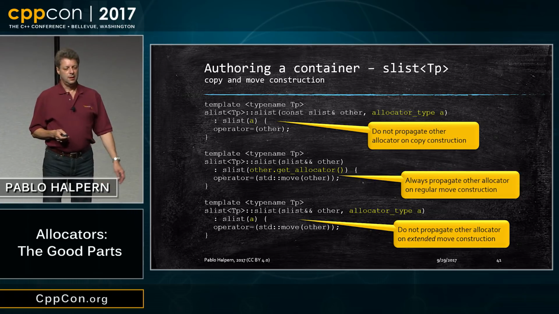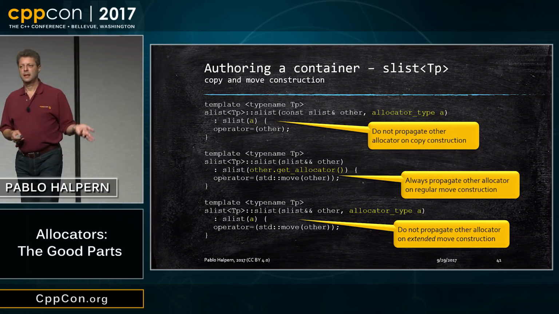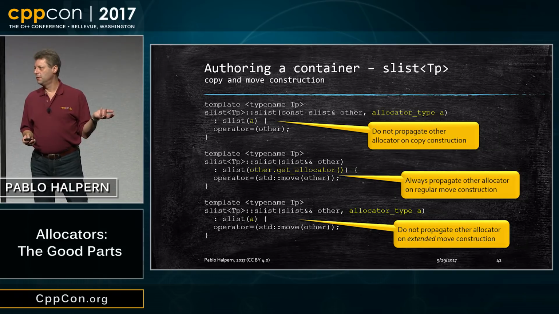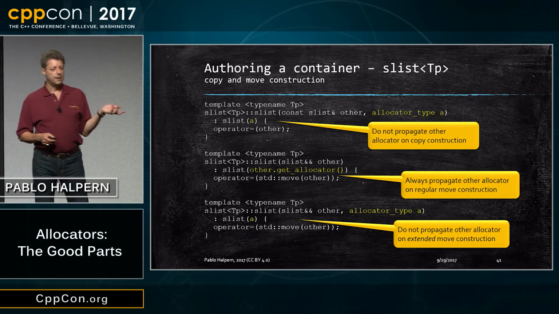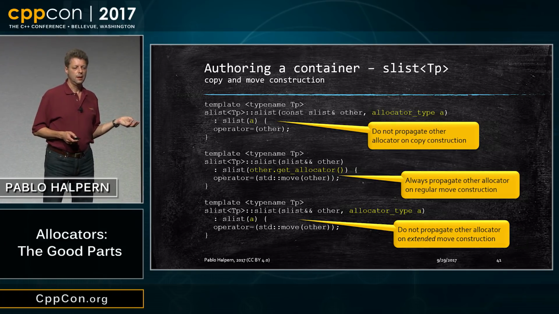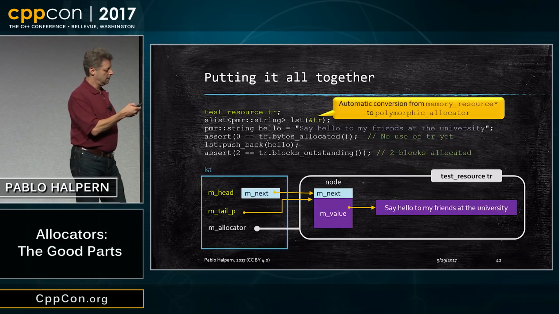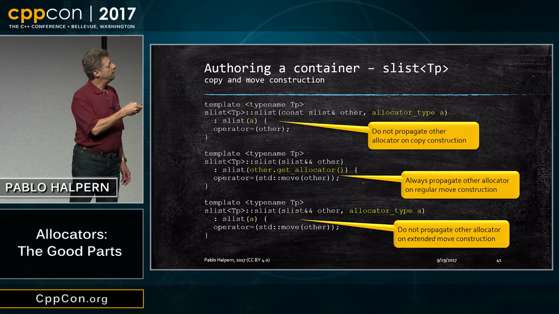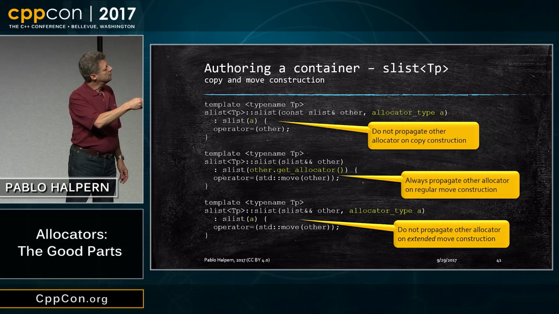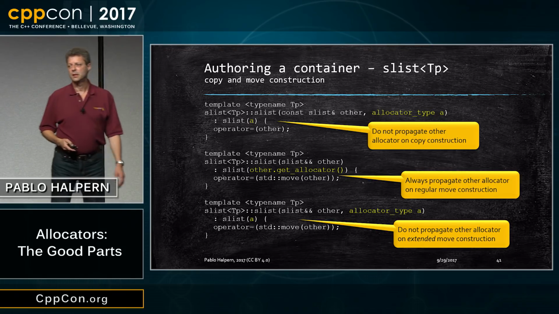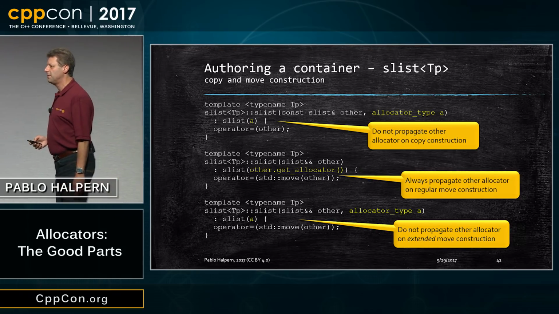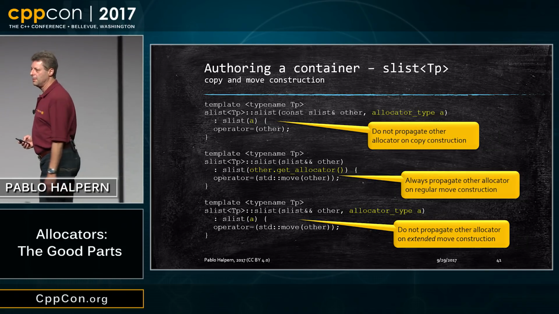Copy and move construction is easiest just to delegate to the appropriate copy and move assignment operators. In the copy constructor, nothing special is happening here. If we have an allocator passed in, we use it. If it's not passed in, we'll get the default allocator. That means our copy constructor, by default, will use the default allocator.